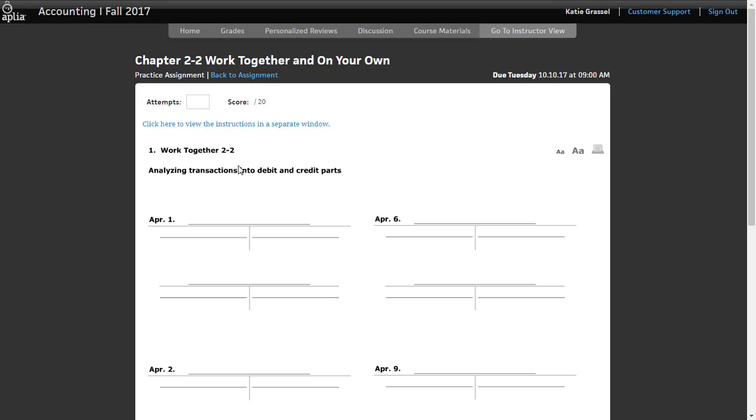Drawing, sales, advertising expense, and rent expense. I'm going to tell you right now, there are a couple things that I need you to realize before you get going on work together and on your own. Applia will mark it wrong if you do not put the debit account first. So when we see that first transaction, it says April 1st, receive cash from owner as an investment, $5,000.